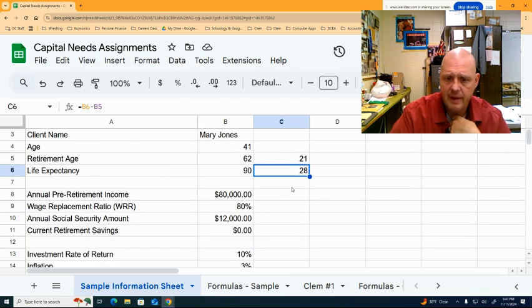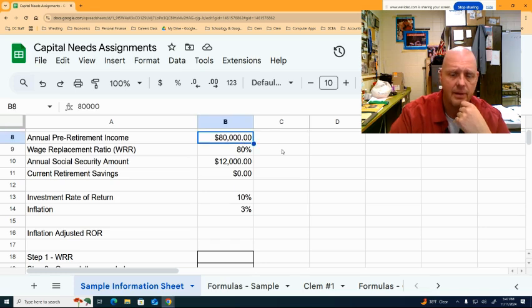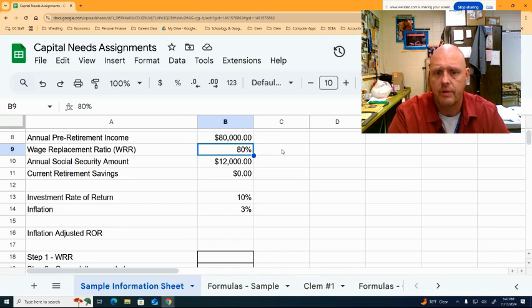Some of the other facts that we're going to deal with is currently her pre-retirement income is $80,000, and she has a wage replacement ratio of 80%. How we got that, I don't know that it matters. Whether that is the current savings and payroll taxes or the budget amount, it doesn't really matter. We've got to a wage replacement ratio of 80.